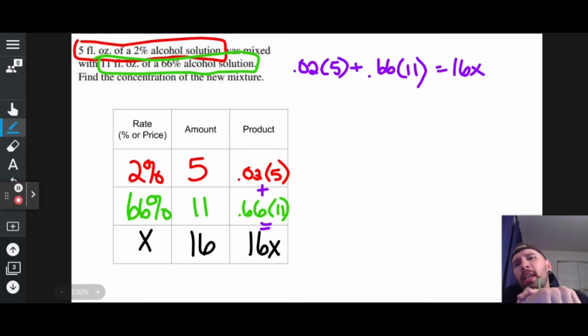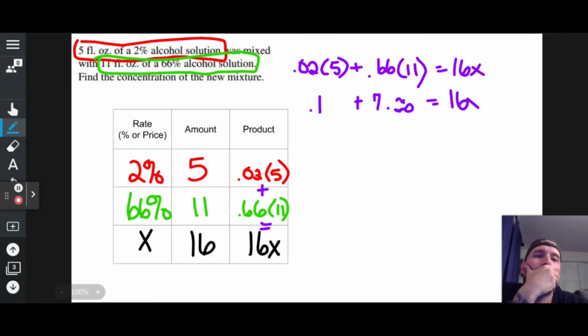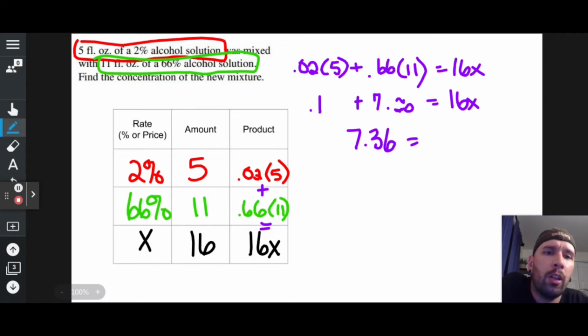0.02 times 5, I think, is 0.1. 0.66 times 11. I have zero idea. It's 7.26. And that's going to equal 16x. And then you just solve this equation. Okay? 0.1 plus 7.26 is 7.36. And that's going to equal 16x.